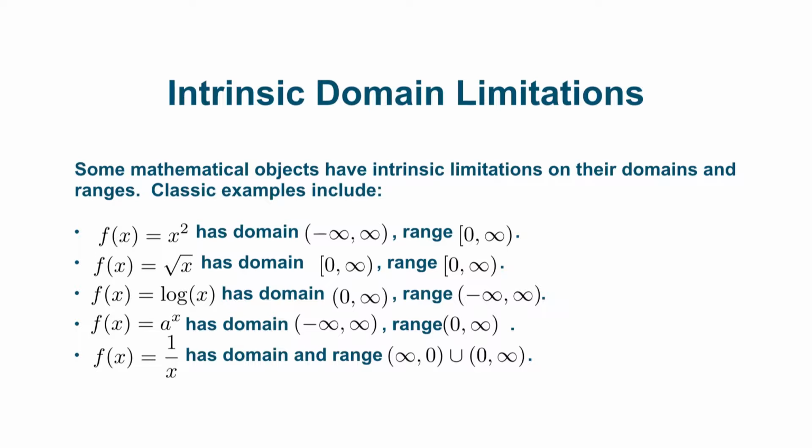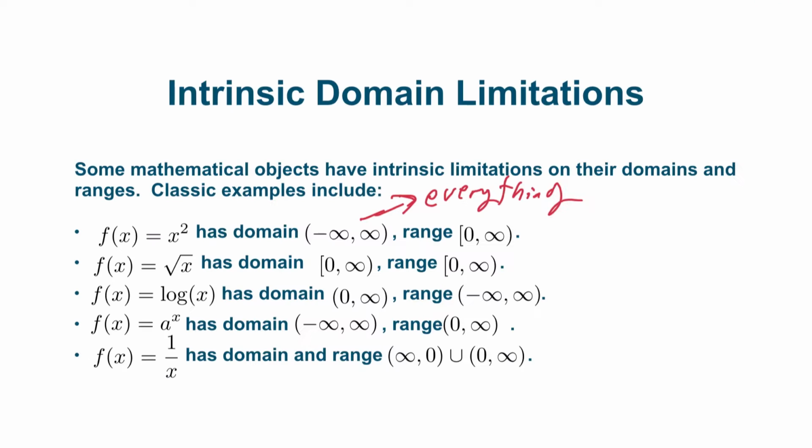their domains and ranges. So the function f of x equals x squared has domain minus infinity to infinity, which means everything, no domain restrictions. But my range is only non-negative numbers. Does that make sense? Well, is it possible to square a number and get something negative? No. So that's why the range is not everything. It's just 0, including 0 to infinity.